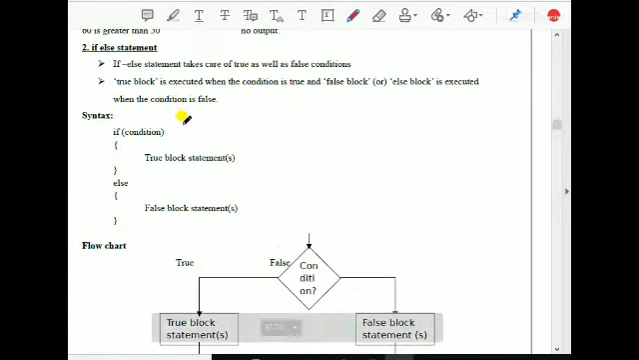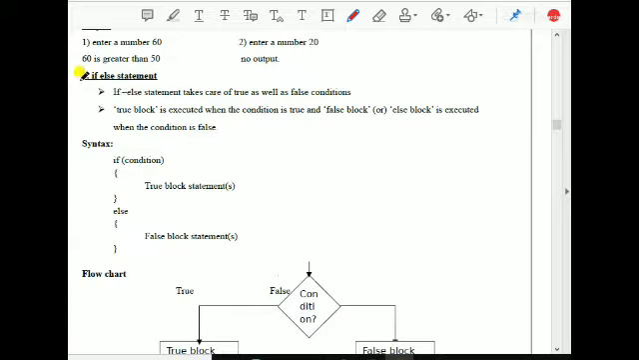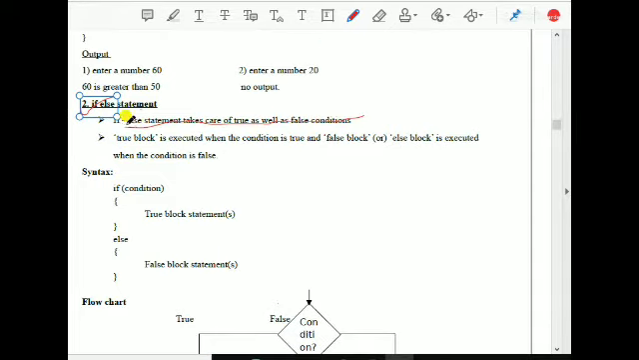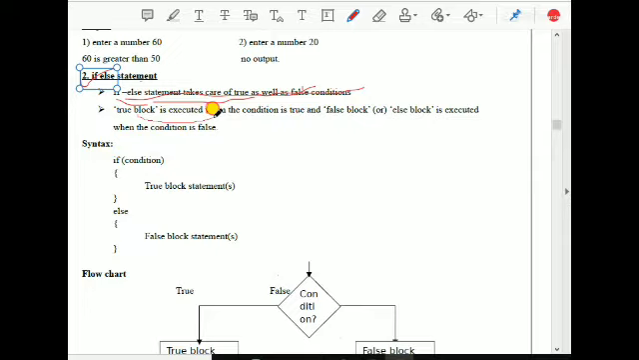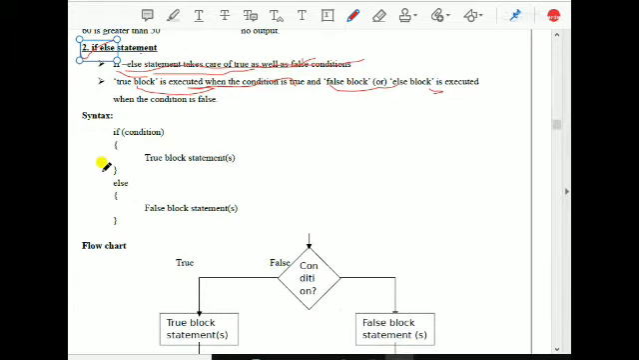Don't write this program very big, just go for the syntax and statement. And after that, the if else statement. The if else statement takes care of true as well as false, as I have already told. The if statement takes care of true only, not false. From here you can easily write the if else statement. The true block is executed when the condition is true, and the false block is executed when the condition is false. That's it. See here, till here we already know the if condition, and the if else condition you can easily know. If the condition is true, then the true statement will run.